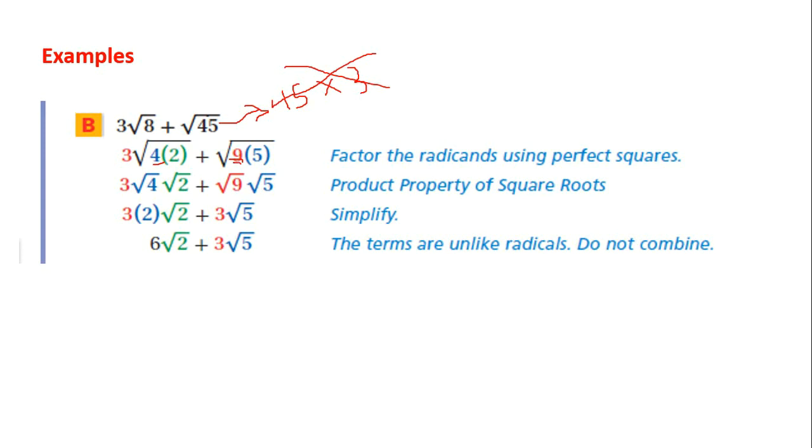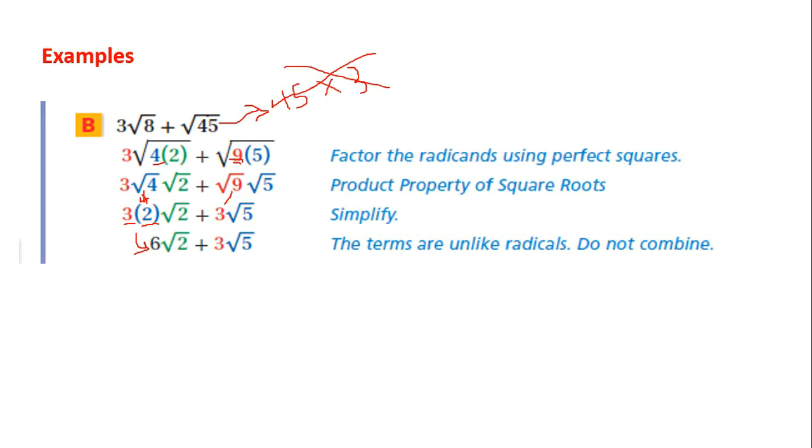Now split the root: 3 square root of 4 square root of 2, plus square root of 9 square root of 5. 3 radical 4 is 2 here, and radical 9 is 3. Okay, of course we will multiply the 3 times 2 here. These are 2 numbers without any radical, free numbers, so we can multiply them easily to get 6, and the radical 2 will be written as it is. 3 radical 5 will be written as it is, 3 radical 5.